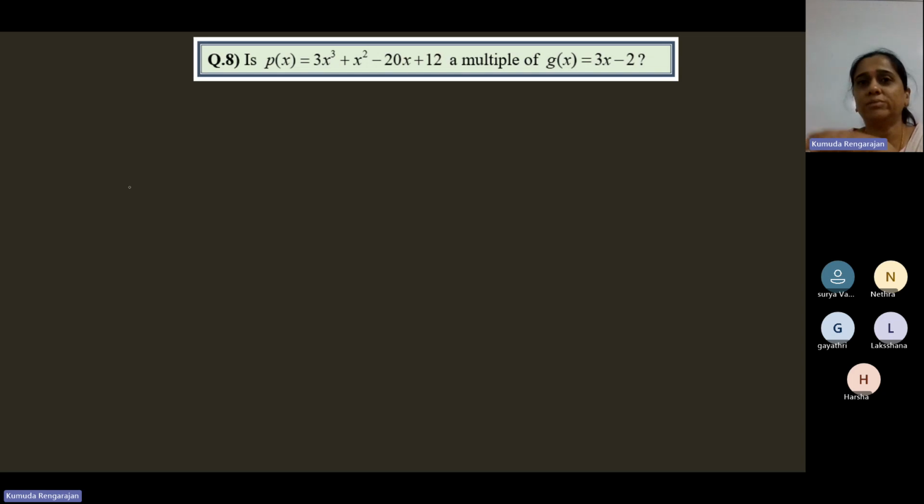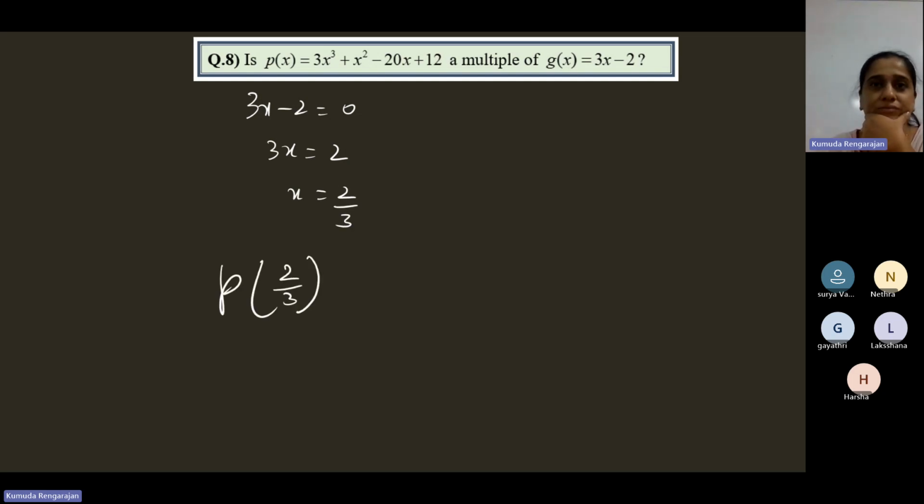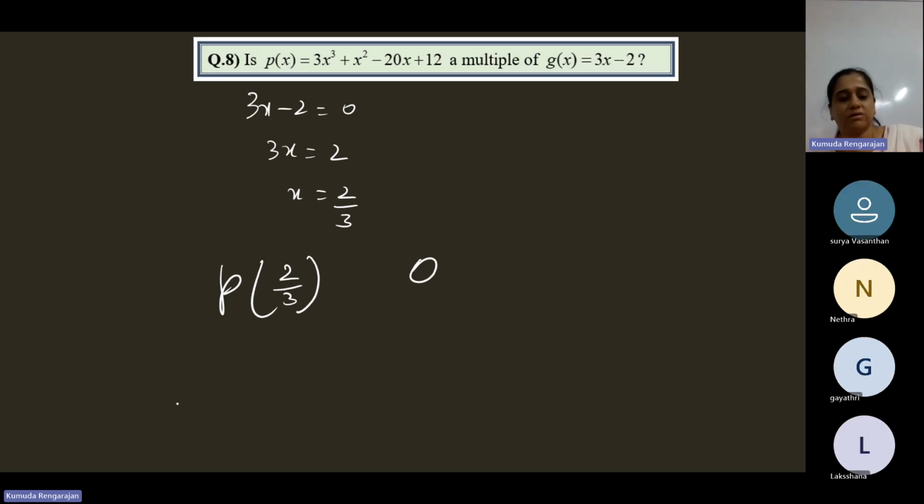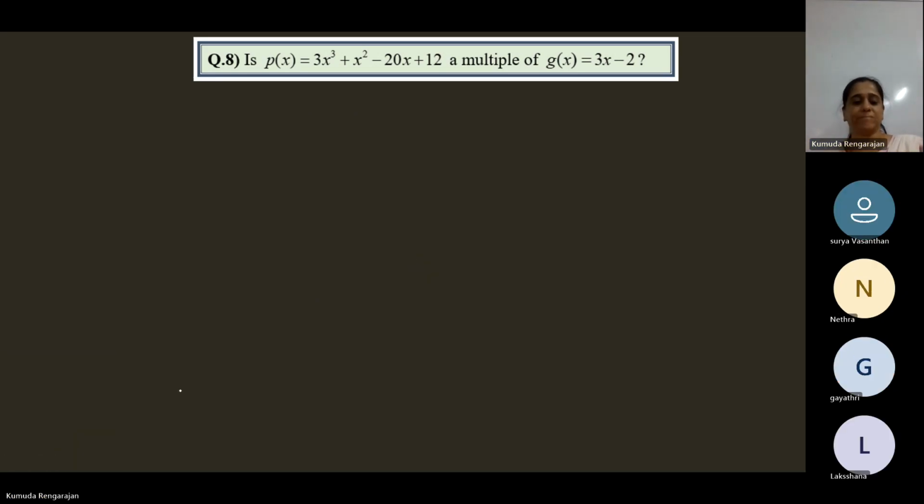Whether factor or multiple, remainder should be 0, right? Yeah, so 3x minus 2 is equal to 0. 3x is equal to 2. X is equal to 2 by 3. So you'll have to find P of 2 by 3. If it is 0, it is a multiple. If it's not 0, it's not a multiple. Zero? Okay, then P of x is a multiple of G of x.